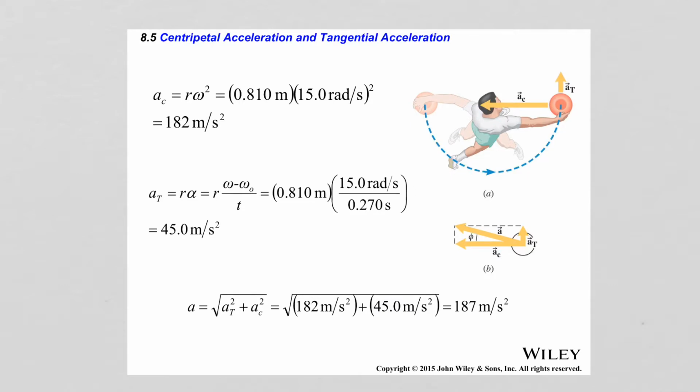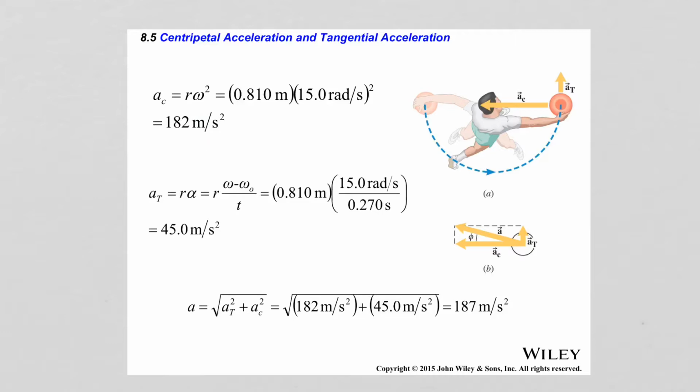So here I'm going to use the relationship between the centripetal acceleration and the angular velocity of rotation, which states that the centripetal acceleration is equal to the radius times the angular velocity to the second power. So that is 0.81 meters times 15 radians per second to the second power. That is 182 meters per second squared.